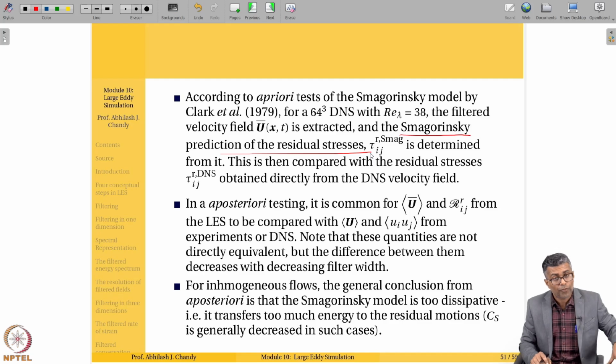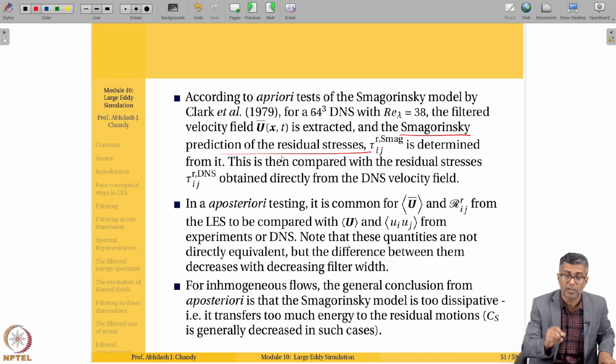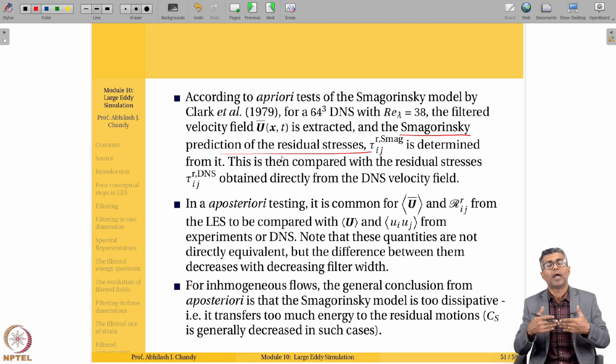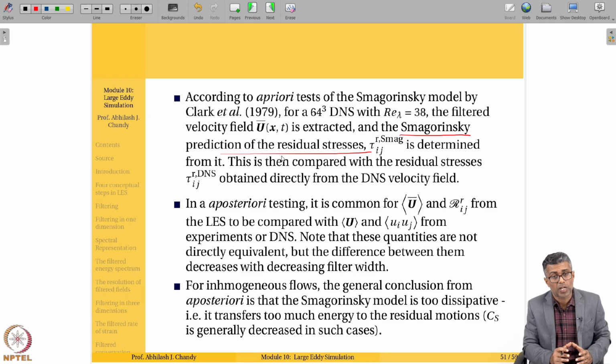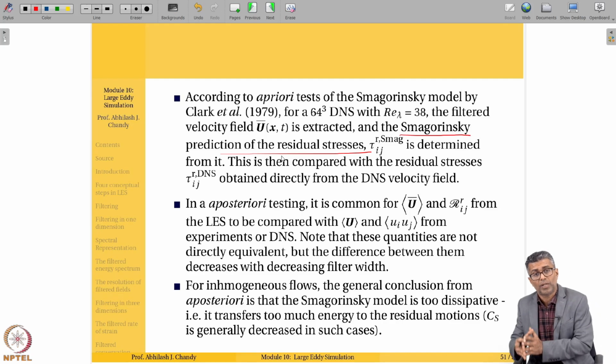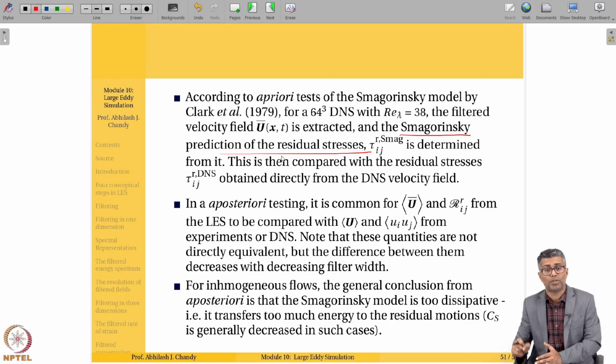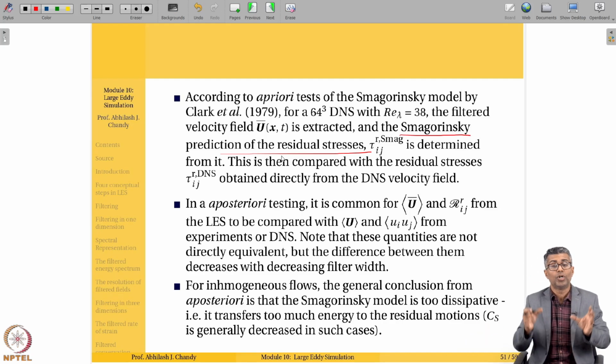They took the filtered velocity and based on the Smagorinsky model calculated the residual stresses. So l_S squared, (C_S times delta) squared, multiplied by S bar, and they get the residual stress tensor, isn't it? That is based on the Smagorinsky model. You can also calculate the residual stresses directly from DNS data, and they compared the two to see how good is the Smagorinsky model. That is a priori testing.